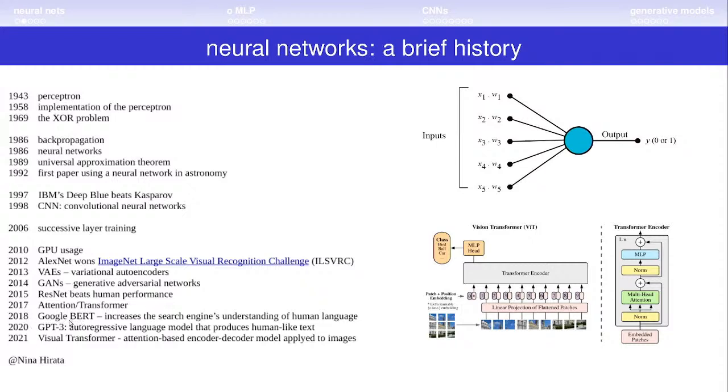A few years ago, Google produced BERT, that is more or less incorporated in our cell phones. It's the algorithm that is responsible for suggesting words for you when you are typing something on the cell phone. The same with GPT-3, that is a model for language processing that produces human-like text. It's amazing the kind of text that this algorithm can produce. And very recently, the visual transformer became to be applied also to images.